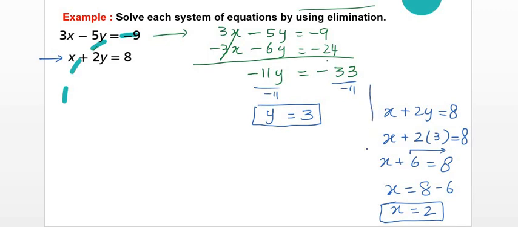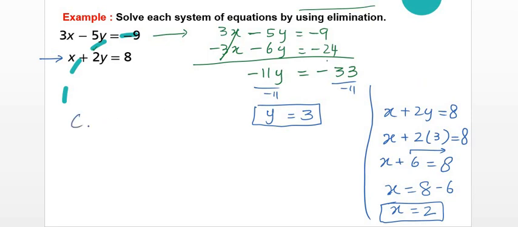So in a way you can say the first step is the elimination after multiplying or equating any of the coefficients. Or let's change it: first step is to equate the coefficient. Second step is to eliminate the variable that has the same coefficients. And the third step is the substitution. We are done with our question.